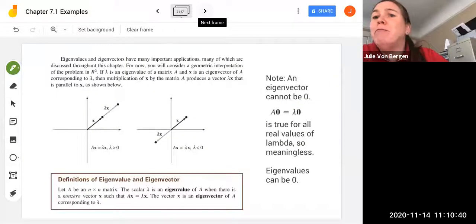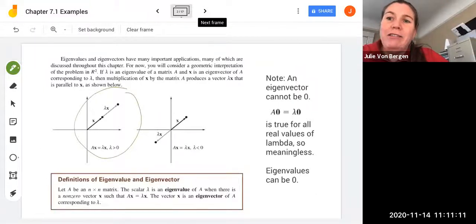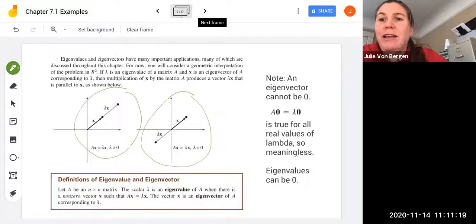Eigenvalues and eigenvectors have many important applications, many of which are discussed throughout this chapter. For now, you will consider the geometric interpretation of the problem just in 2 dimensions in R2. If lambda is an eigenvalue of the matrix A, and if x is the eigenvector of A corresponding to lambda, then multiplication of x by the matrix A produces a vector lambda x. Lambda x is going to be parallel to x. On the left, if lambda is positive, it just extends vector x in R2. And on the right diagram, if lambda is negative, it extends vector x in the negative direction.